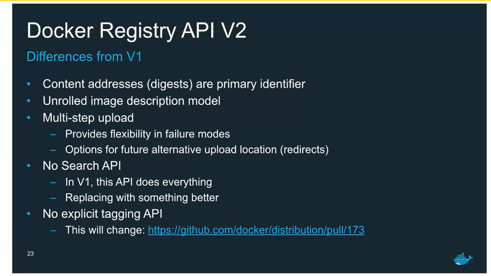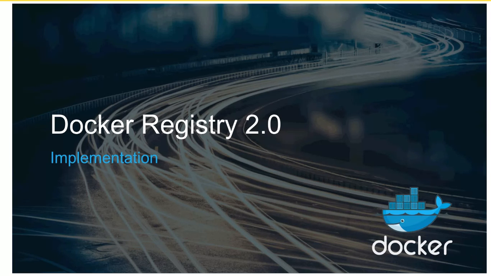So right now, we don't have a search API. This API was all-encompassing in V1, and we had reservations about that, and we are going to replace it with something better that can aggregate across registries throughout an organization. And there's also no explicit tagging API. We have a proposal out for that to integrate better with the content addressable nature.